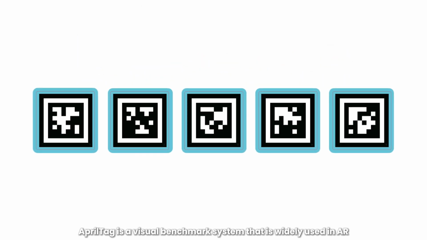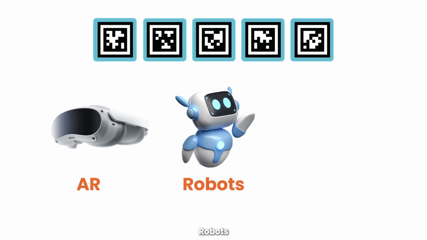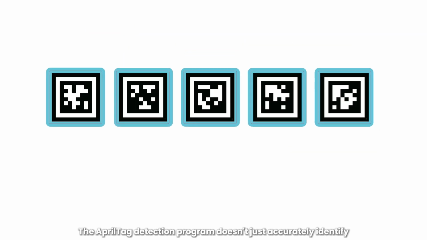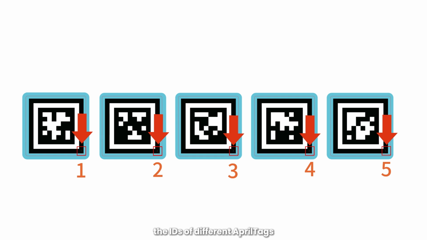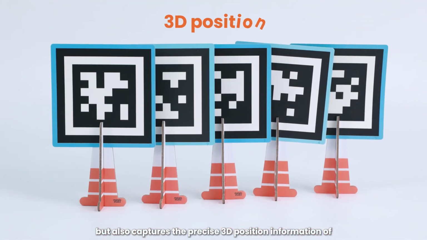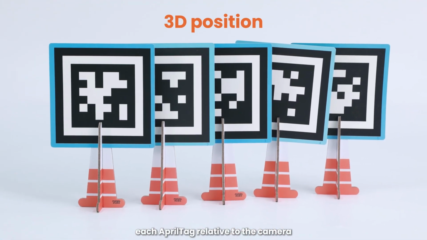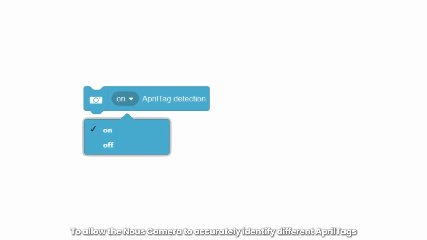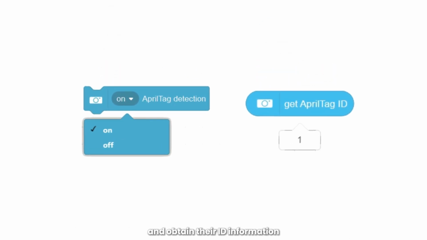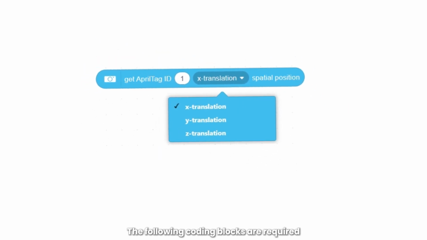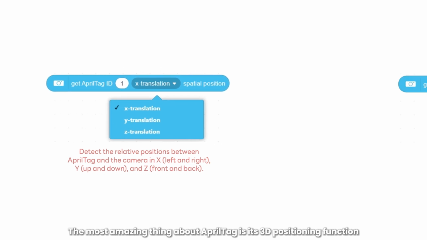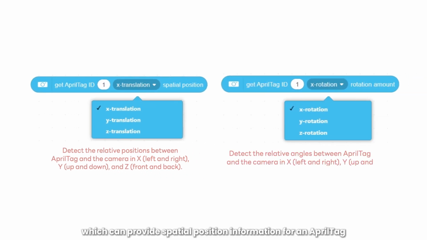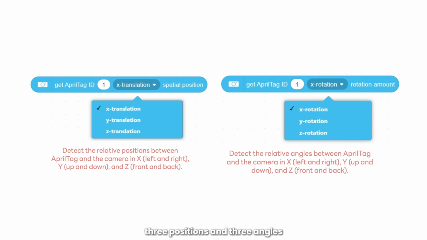AprilTag is a visual benchmark system that is widely used in AR, robots, and camera calibration. The AprilTag detection program doesn't just accurately identify the IDs of different AprilTags, but also captures the precise 3D position information of each AprilTag relative to the camera. To allow the Nous camera to accurately identify different AprilTags and obtain their ID information, the following coding blocks are required. The most amazing thing about AprilTag is its 3D positioning function, which can provide spatial position information for an AprilTag with 6 degrees of freedom relative to Nous robot, 3 positions and 3 angles.